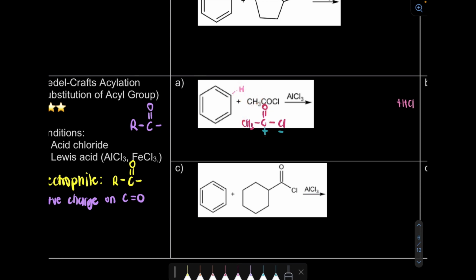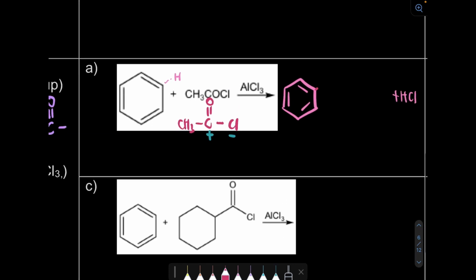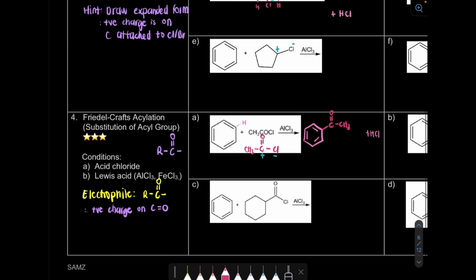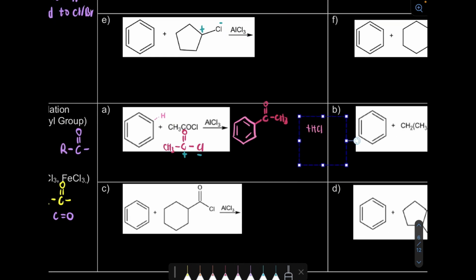Okay, we're going to attach our electrophile to our benzene. So it must be C double bond O. So here I'm going to write down C attached to double bond O, and then our C is bonded to CH3. So that is our substitution of the acyl group. R is any alkyl group, in this case CH3.